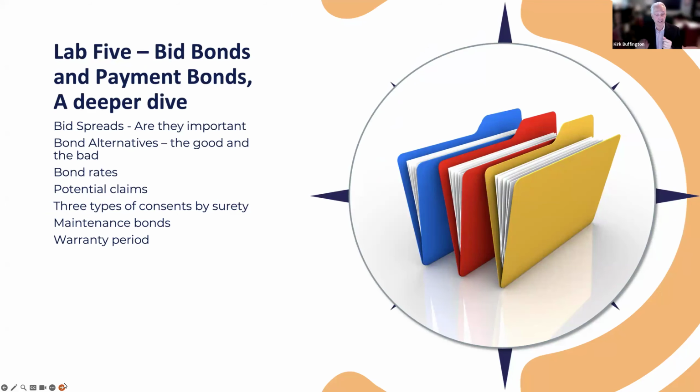In lab 5, we're going to take a deeper dive. Again, I think this part of my learning lab is really where I try to spend a lot of time, hoping to help you all understand bid spreads, what that means and what that can mean when it comes to your bid security. What are the bond alternatives? We talked a little bit about letter of credit. There are others. Are they ever going to be good? There are times where you are probably going to have to accept them. And how do you mitigate the risk of accepting a letter of credit, because that does bring inherent risk with it. Okay. We'll talk a little bit about bond rates. What does it cost? What is the real cost of a bond to you as the agency owner?